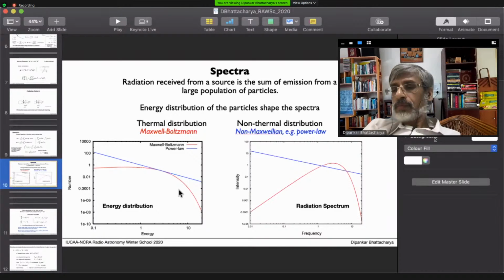There's one question in the chat from Somya, which says, can you elaborate a bit on limb darkening, which is dependent on the optical depth, I guess? You want to say a little bit on that, Dipankar? Yeah, okay, I can talk about that.